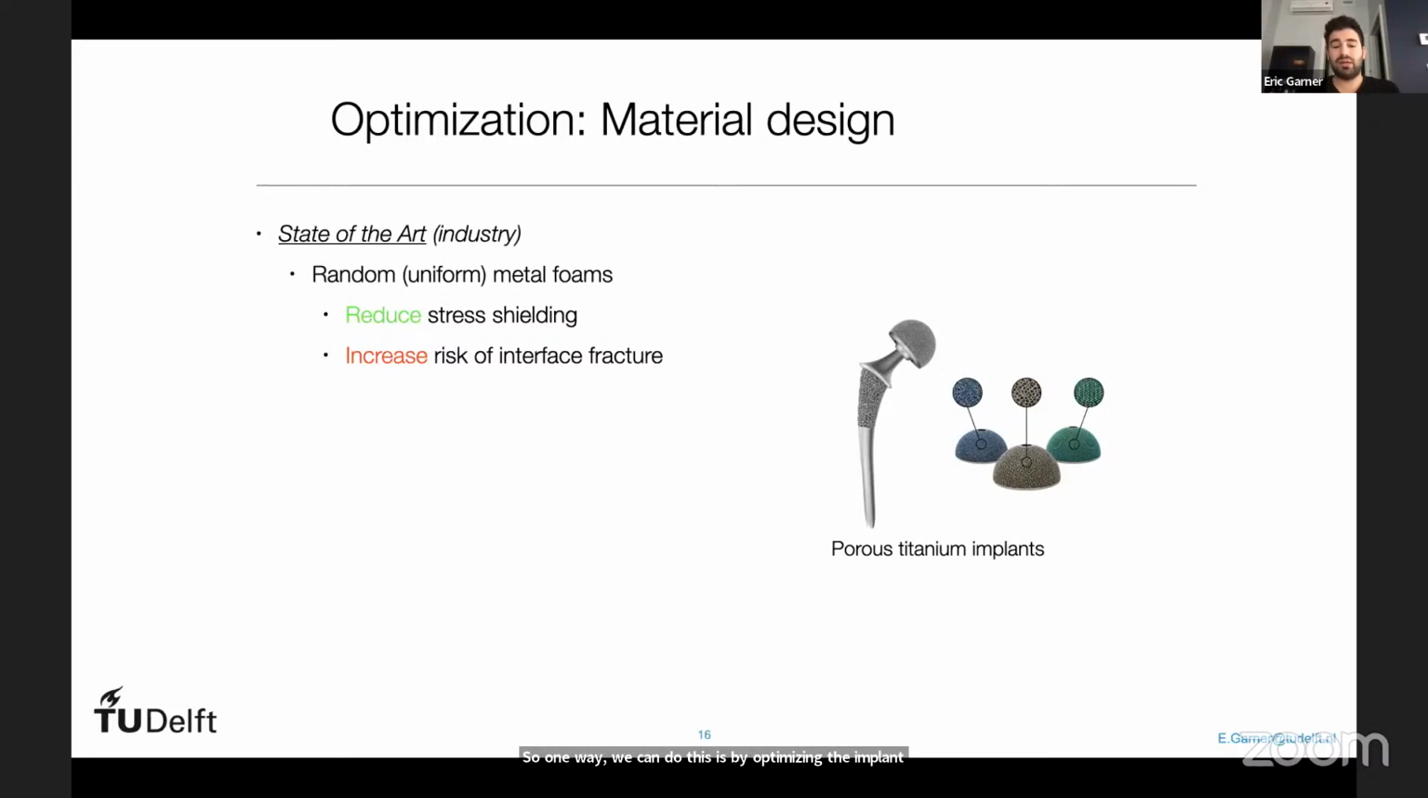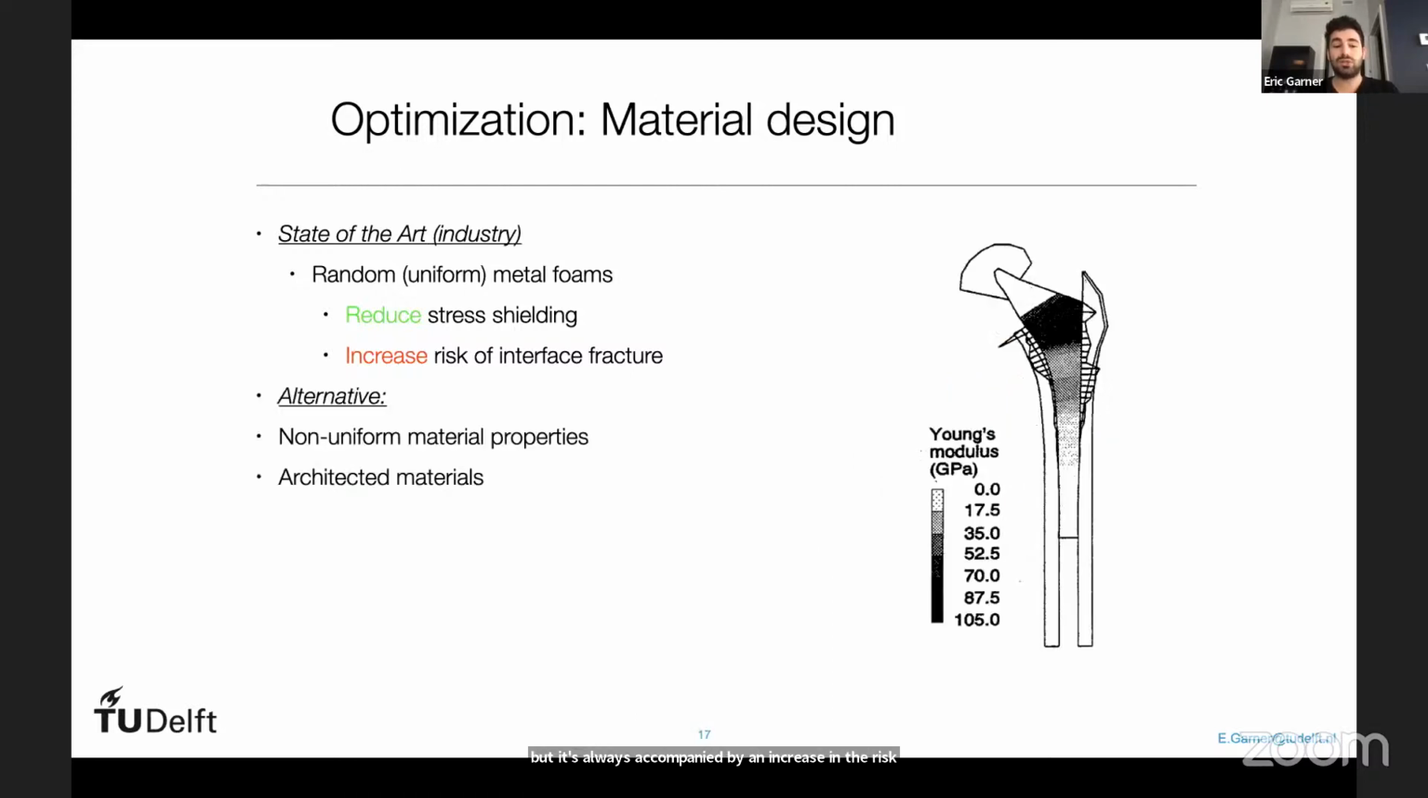In industry, you find that there's an increased popularity in porous titanium implants, and they're typically a random uniform metal foam. Because they're less stiff than their solid counterparts, there's a reduction in stress shielding, but it's always accompanied by an increase in the risk of interface fracture. An alternative would be to create some sort of non-uniform material properties. As you can see on the right, this was proposed as early as 1990.